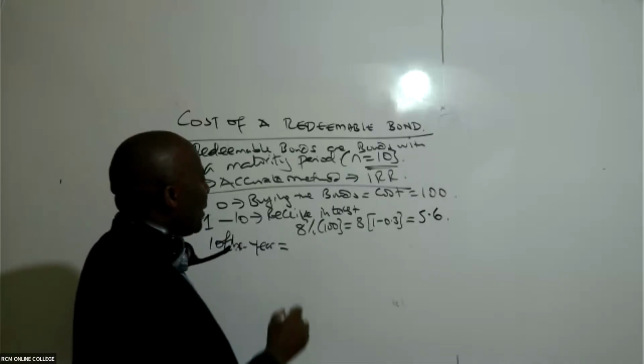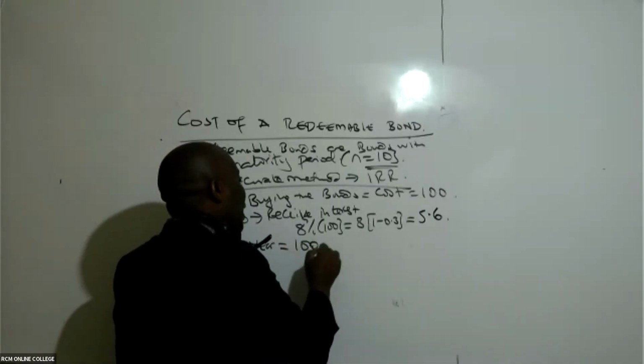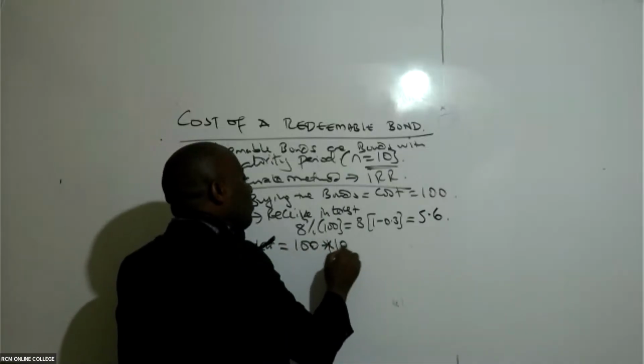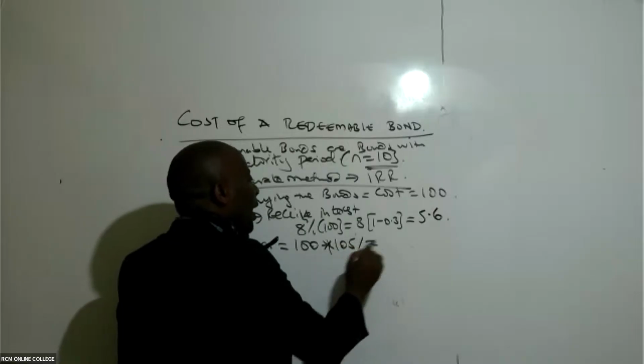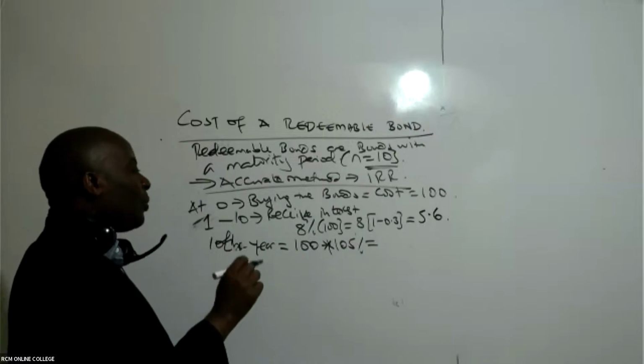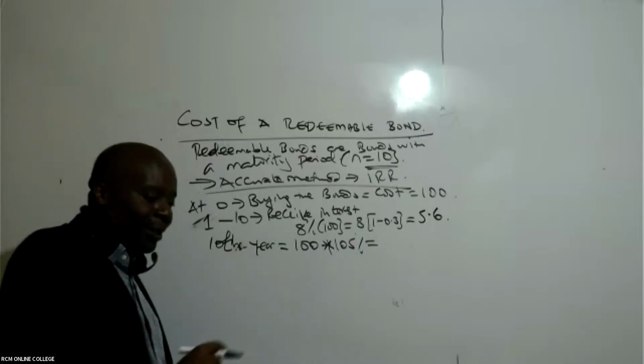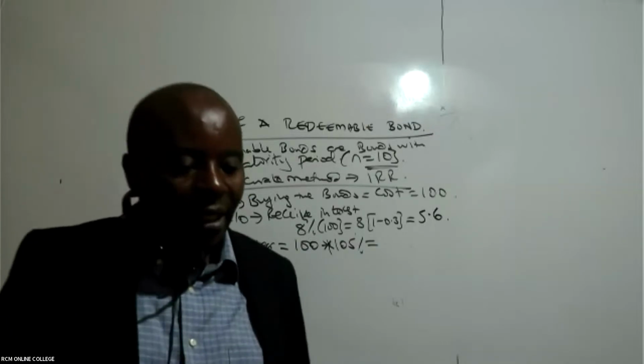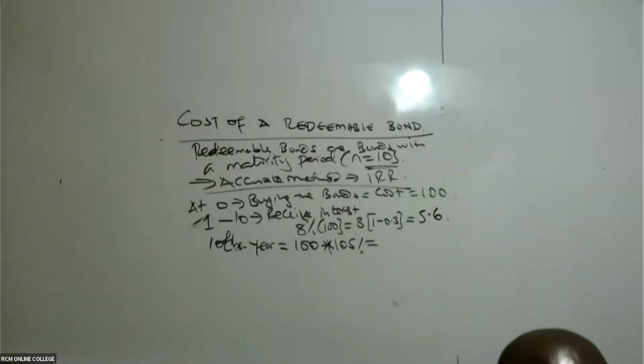So remember, on redemption, I'm going to get back my par, but at a premium. I'm going to get back my bond amount, but it's going to be returned at exactly 100. There is a premium of 5%.